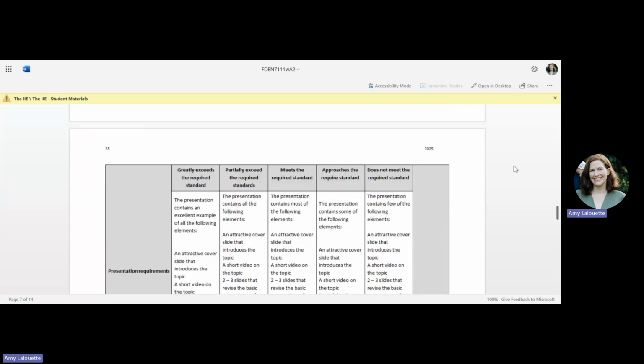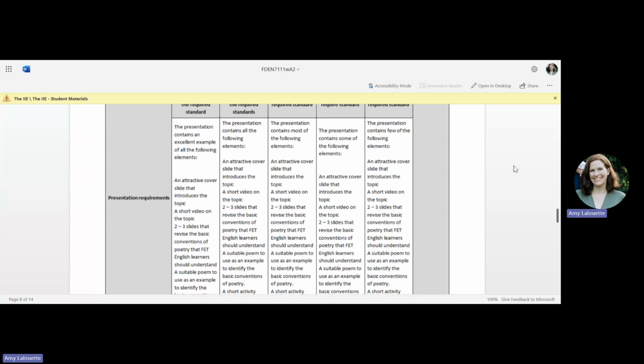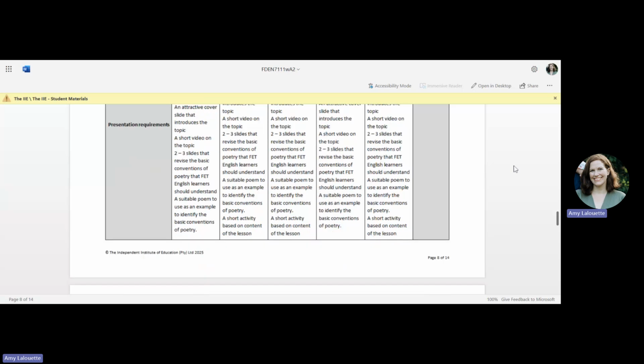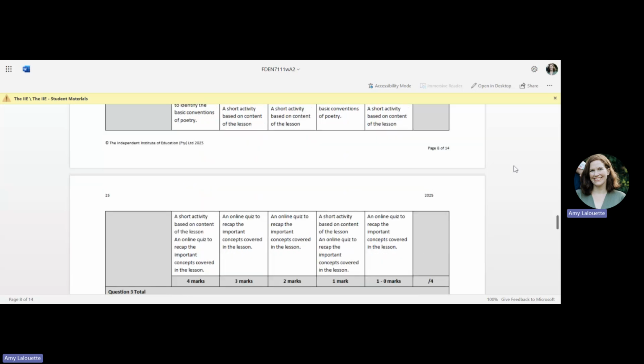And then finally, the presentation contains an excellent example of the following elements. An attractive cover slide that introduces the topic, a short video on the topic, 2 to 3 slides that revise the basic conventions of poetry that FET English learners should understand. A suitable poem to use as an example to identify basic conventions of poetry. A short activity based on the content of the lesson. An online quiz to recap the important concepts of the lesson.